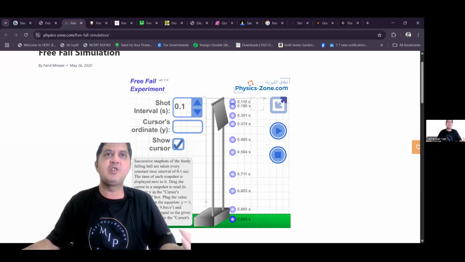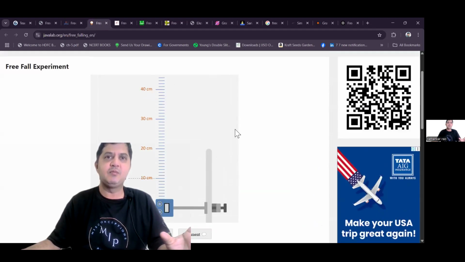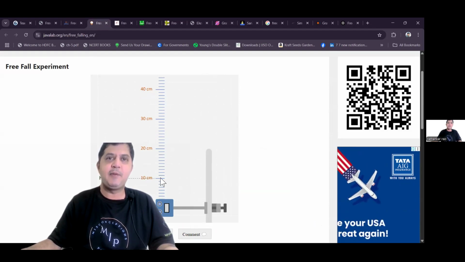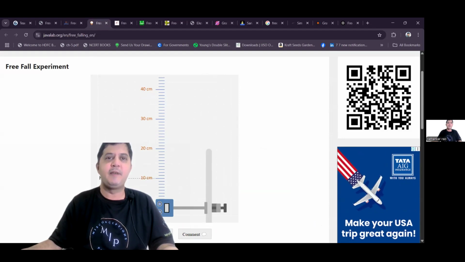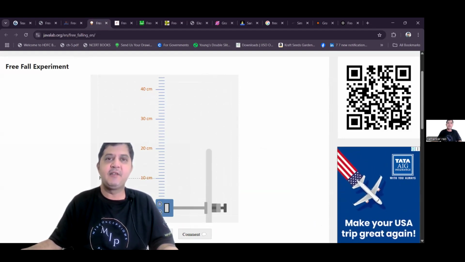Now let us move on to one more simulation. This is a free fall once again. Here there is no ball or anything, but you can click the cursor. I'm going to click somewhere over here. Let's say I keep it at 10 centimeters. I click here, and I observe that the passing speed is 1.4 meter per second. How did it calculate? It calculated between these two spots: the distance taken by the ball to cross this, divided by the time taken.